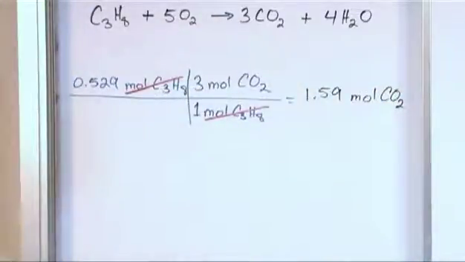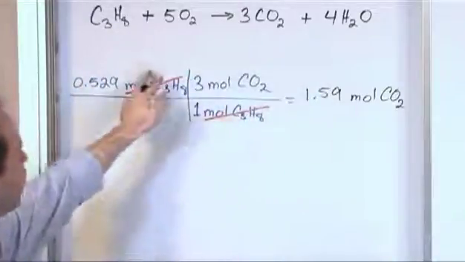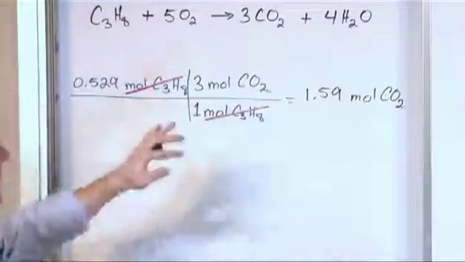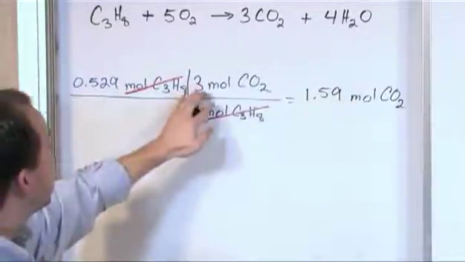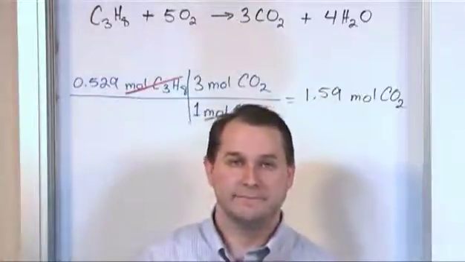So that's the way you do all these problems. You write down what you start with, you find a ratio from your reaction to cancel units, and the unit that you're left with should be what you're trying to find. That's the game that you play. In this case, we take this times 3 divided by 1, we get 1.59 moles of carbon dioxide.